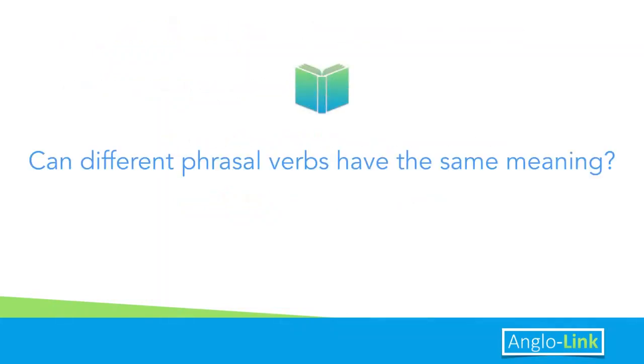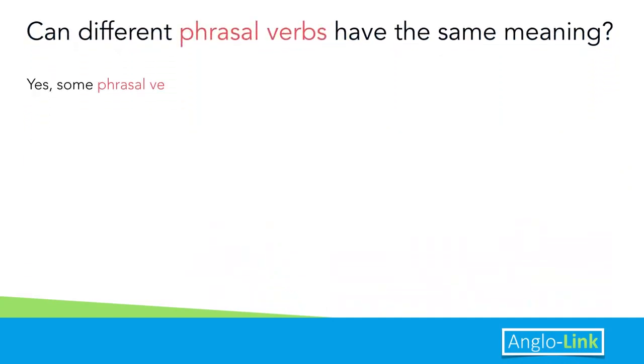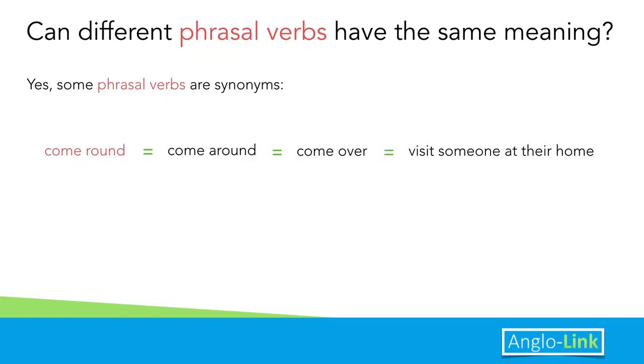Okay, and the next question is, can different phrasal verbs have the same meaning? And the answer again is yes, some phrasal verbs are synonyms. So remember come round, which was to visit someone at their home. We can also say come around for the same idea, and even come over. They all mean visit someone at their home. The other meaning of come round, if you remember, was to regain consciousness. We can also say come around, and a synonym here would be come to. They all mean regain consciousness.